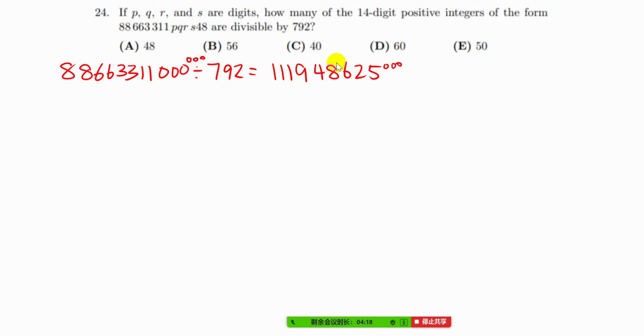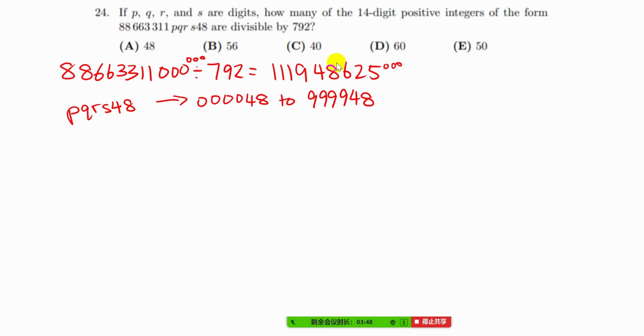So we know that 88663311 with however many zeros at the end are all divisible by 792. This means that we only need to find out how many of PQRS48 are divisible by 792. So this would be from 000048 all the way to 999948.